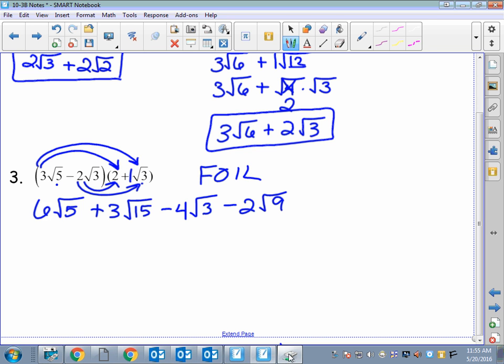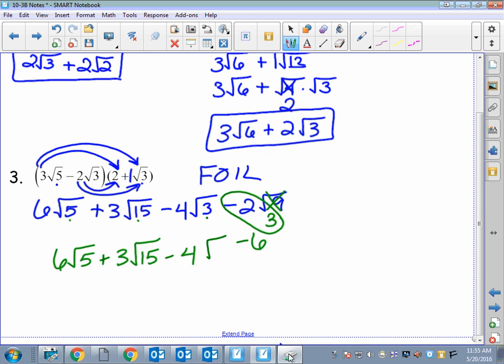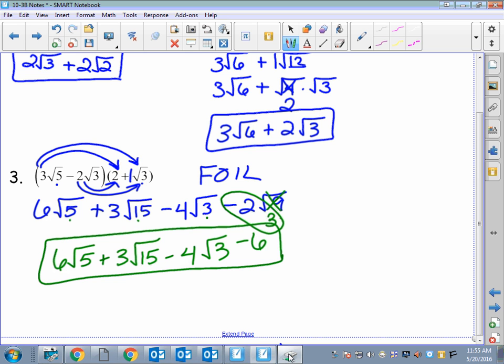We can see that 5 is fine, 15 is fine, 3 is fine, but the square root of 9 can actually transform into 3. And the negative 2 and 3 make negative 6. So what we have is 6 root 5 plus 3 root 15 minus 4 root 3, and then the minus 6. And because none of them are alike and none of them have perfects, that's as simplified as you can get.